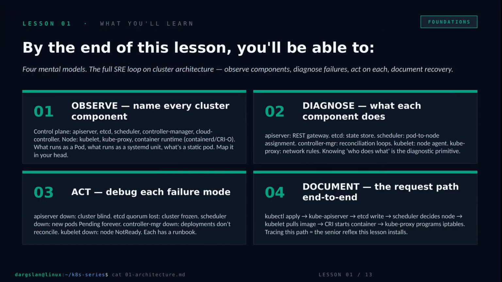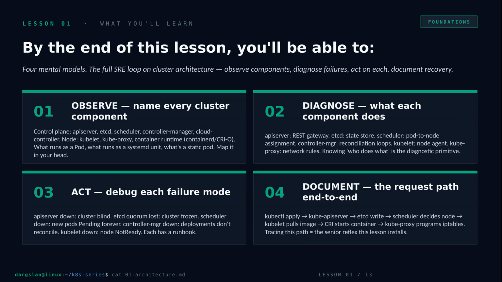So here's the loop you'll walk by the end of this lesson. The same SRE cycle you'd run on any production system, applied to the cluster itself. First, observe. Name every component, control plane, and node, and know whether it's a pod, a systemd unit, or a static pod. Then diagnose. Who does what? Because that's the primitive every debug session starts from.